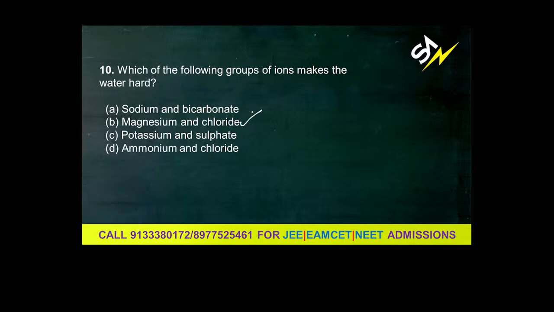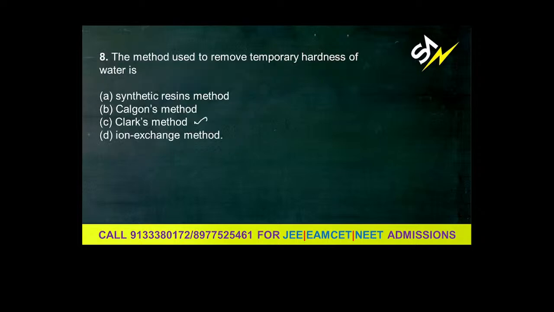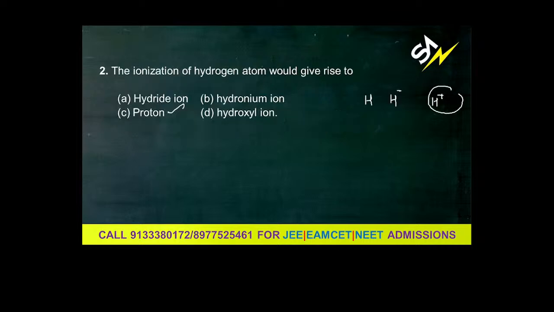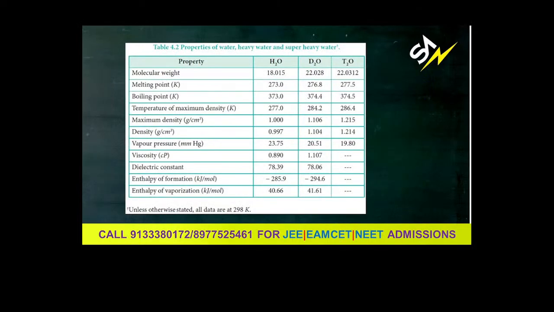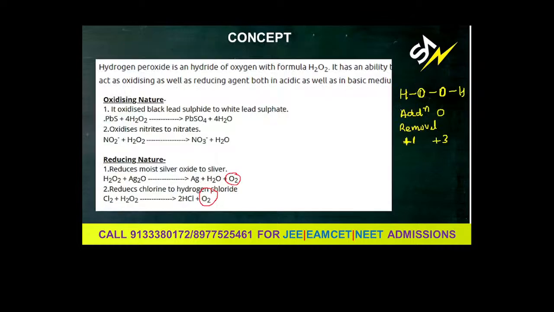By this way we can expect questions from this subtopic. Clear? In this chapter we learned the introduction of hydrogen and the position of hydrogen, and the isotopes of hydrogen and their properties. Next, the role of hydrogen compounds like water and hydrogen peroxide. Water and hydrogen peroxide are very important, and they act as both oxidizing agent and reducing agent.